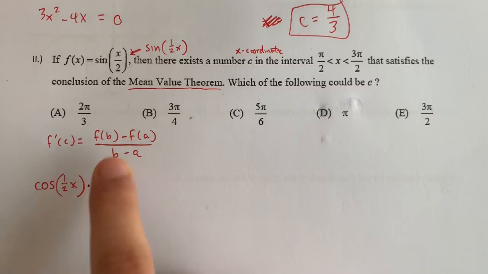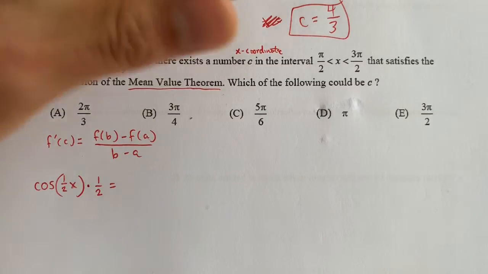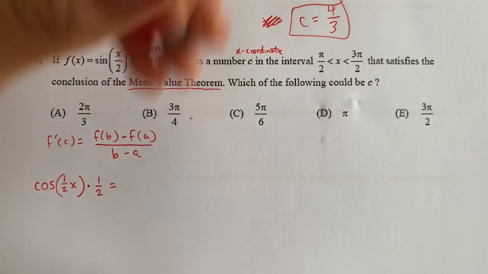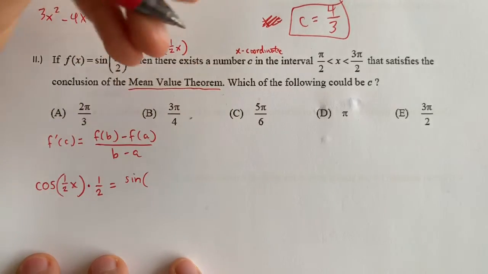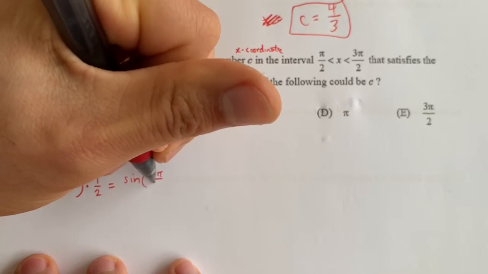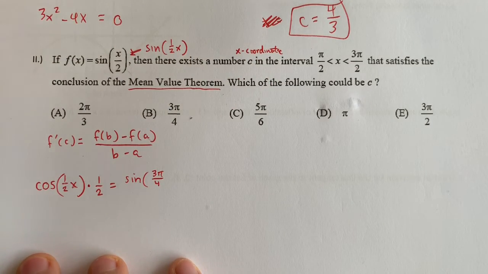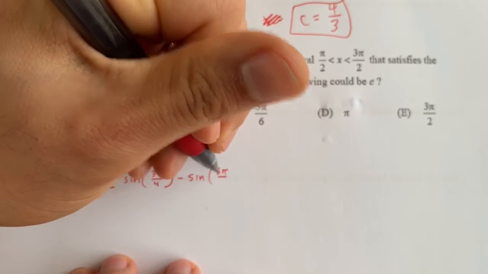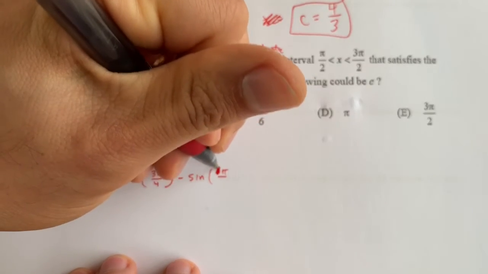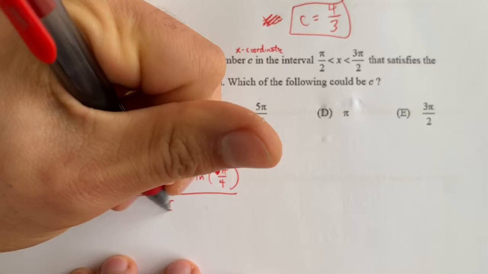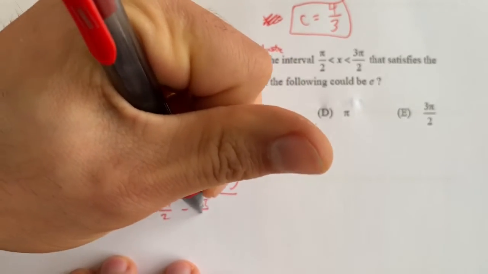All right, and then I have to plug in f of b. So 3 pi over 2 is my b value. I have to put it in right here. So that's going to be sine of, when I plug this in here, don't forget I also have that half, so that's going to be 3 pi over 4. That seems right. Minus, and then I plug in the pi over 2. So that's sine of pi over 2 times a half, which is just pi over 4, all over 3 pi over 2, which is b minus pi over 2.